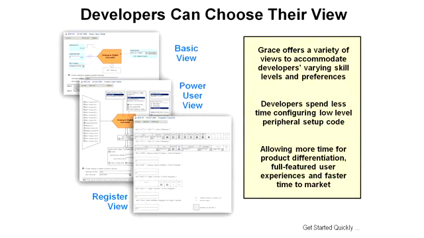So you as the developer get to choose the view of the peripheral that's most comfortable and most useful for you. It offers a variety of views, so it accommodates your skill level and preferences so that you spend less time configuring the low-level peripheral setup code and more time on the product differentiation that's going to matter to your customer. If you take a look in the upper left, you'll see the basic view. We want to configure the A to D converter, so we want to tell it things like the sampling rate, the signal bandwidth, and which ADC channel we're talking to. And then we check whether or not we want to enable the A to D, and we're basically done.